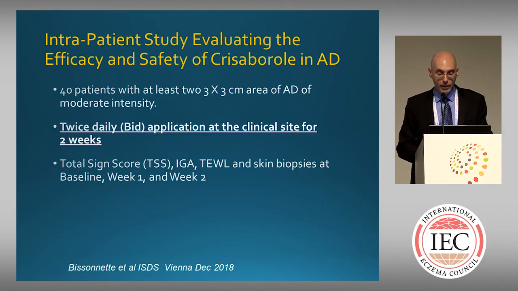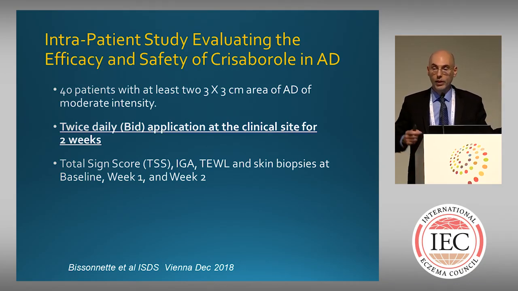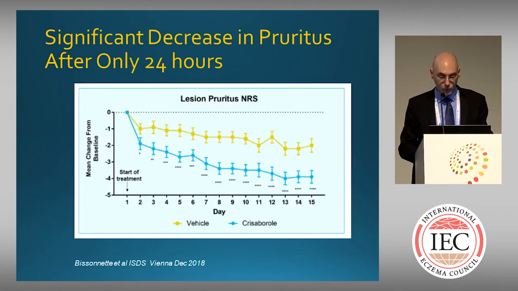This is a study that we did and presented at the late ISDS meeting in Vienna, a study we did in collaboration with Emma Gutman again. This was a study that was done to look at the mechanism of action of crisaborole on atopic dermatitis. So 40 patients with at least two areas involved with atopic dermatitis, randomized to have crisaborole on one area, to have vehicle on the other area, twice-a-day application for 2 weeks at the clinical site.